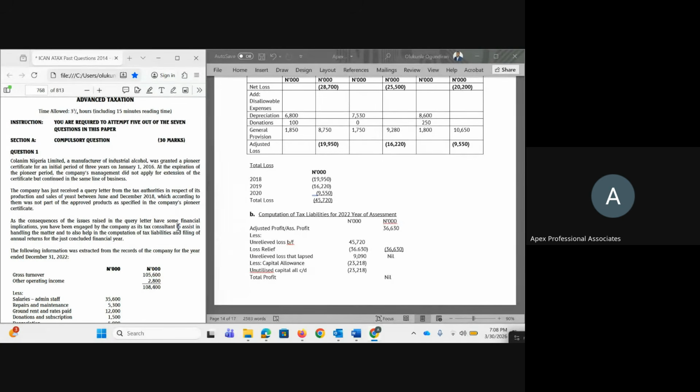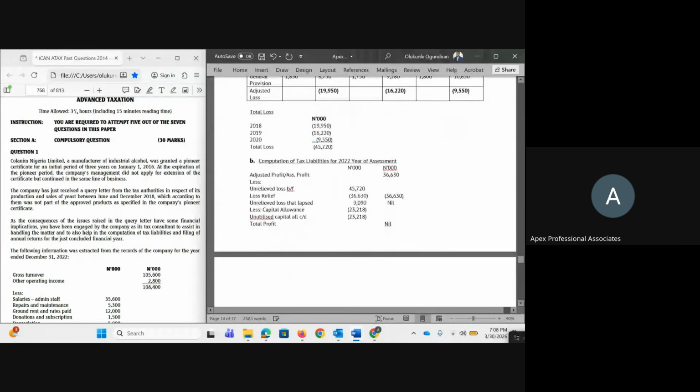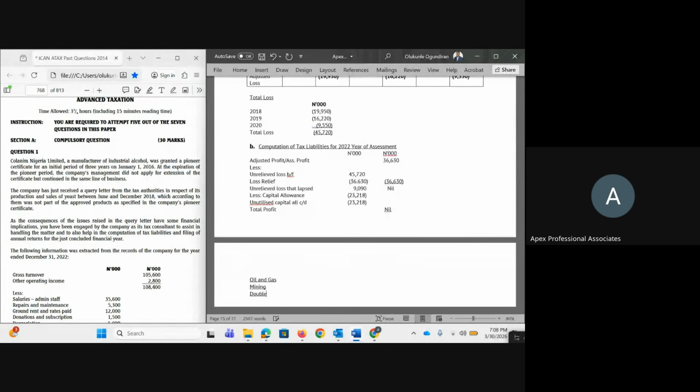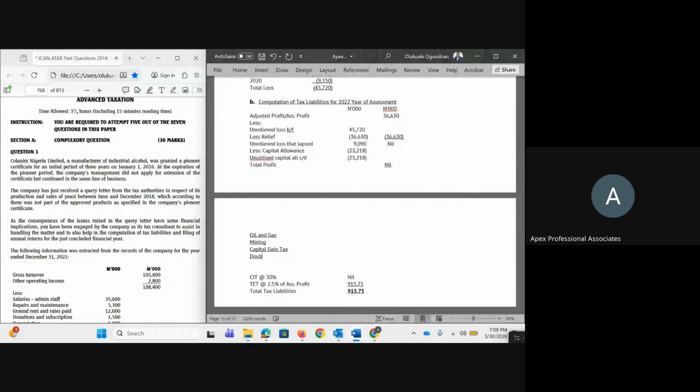Then after that, the next Monday, I'll be starting with mining, the mining company, which is actually a day class. Once I'm done with mining, I have just 4 topics left to teach: oil and gas, mining, capital gains tax, and then double taxation.